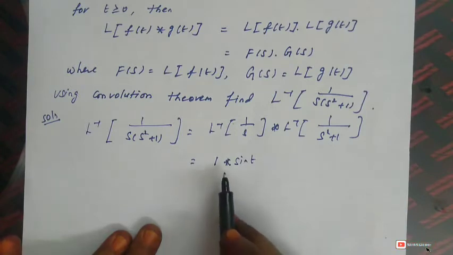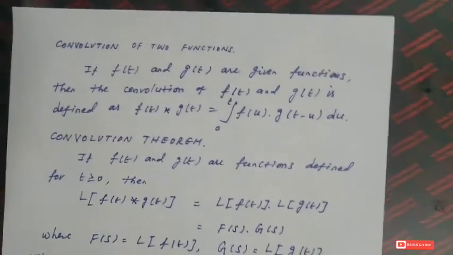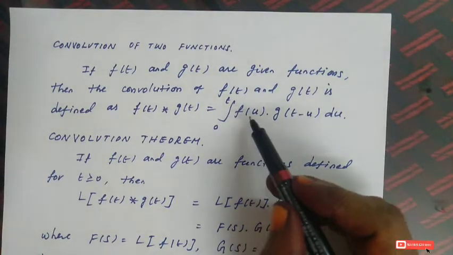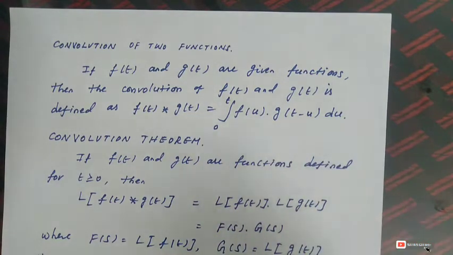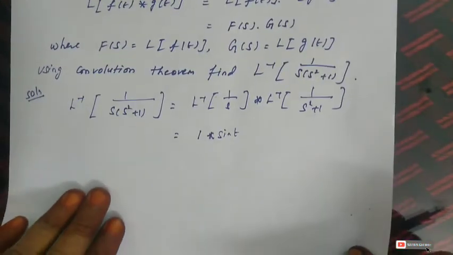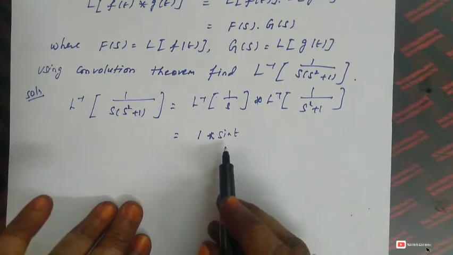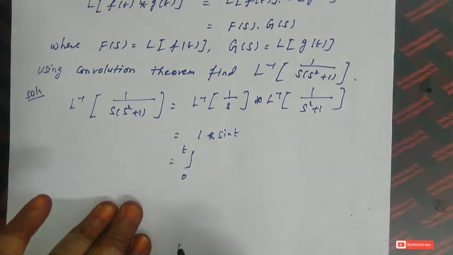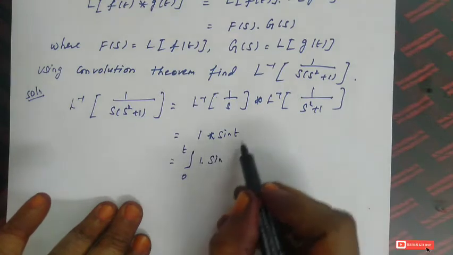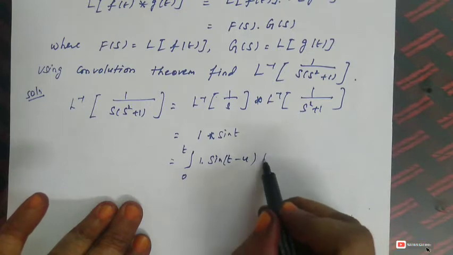So now we got the result f of t star g of t. So what is the definition of convolution? F of t star g of t integral 0 to t. First function is f of u, for the second function g of t minus u into du. So in the place of f of t, here we are having 1, in the place of g of t we are having sin t. So now we are going to apply the convolution. So integral 0 to t, f of t, that means 1, into g of t is sin t, g of t minus u, sin t minus u into du.